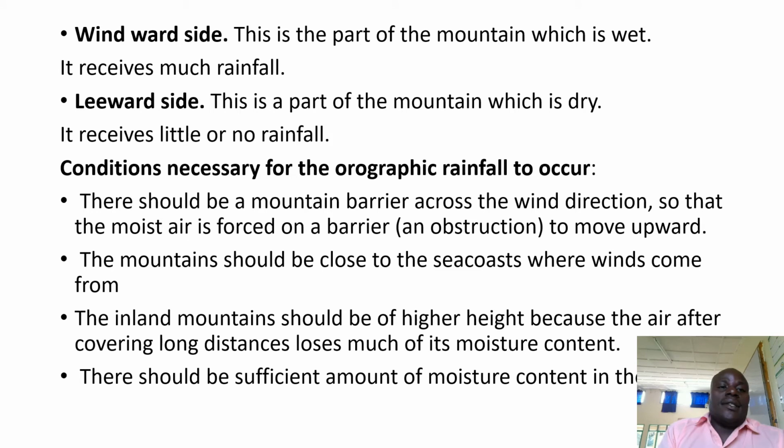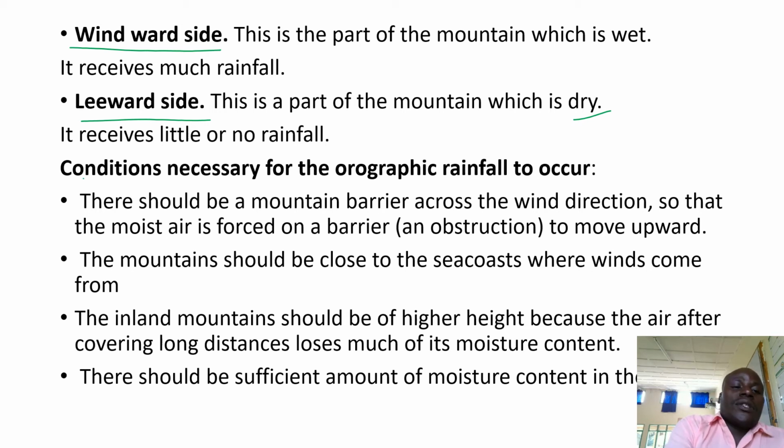I think here they are telling us about windward side. In brief, what does it mean? It is the part of the mountain which is wet, as I have already explained. It receives much rainfall because it has warm moist winds. Then leeward side. This is the part of the mountain which is dry because it has cold dry winds. It receives little or hardly any rainfall.